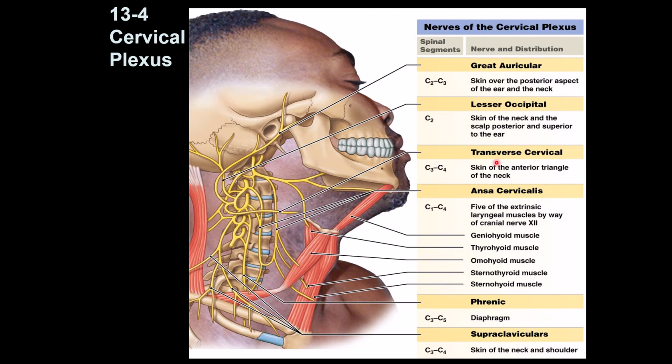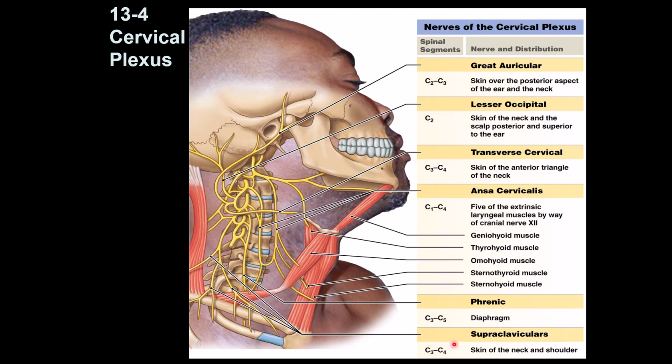Then you have the transverse cervical, which is this nerve, and this is supplying the anterior triangle of the neck. So what is the anterior triangle? If you draw a line here in the midline, then you have the sternocleidomastoid muscle, which is this area. It's not shown here, and then the lower part of the mandible. That makes the anterior triangle of the neck, and this nerve is supplying the skin sensory of that area.